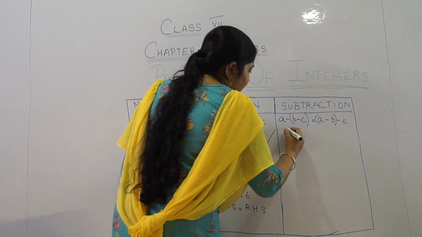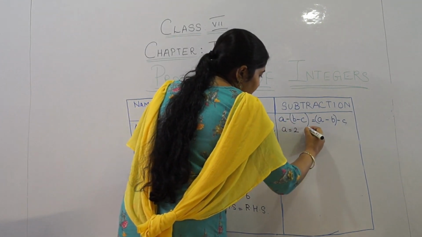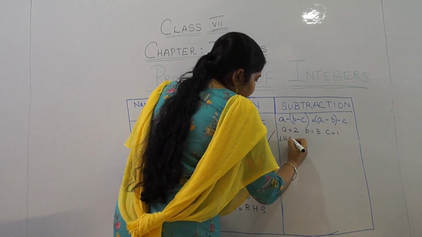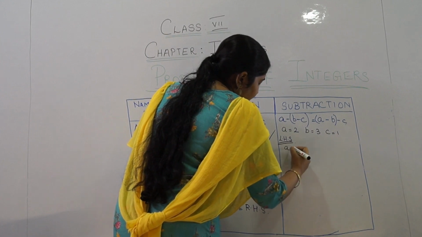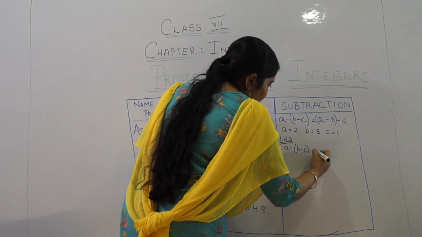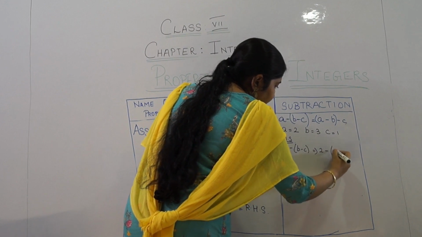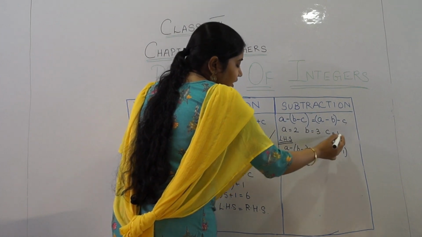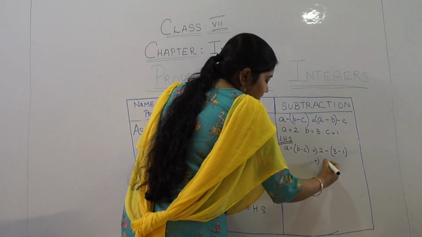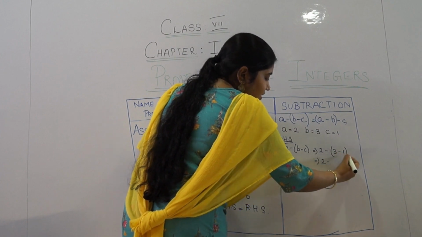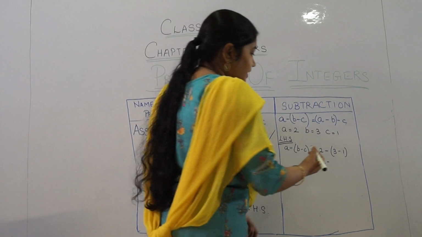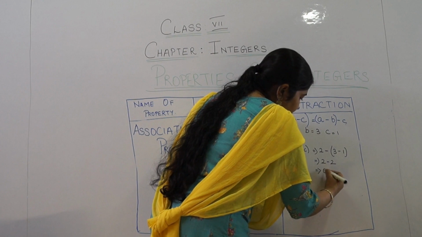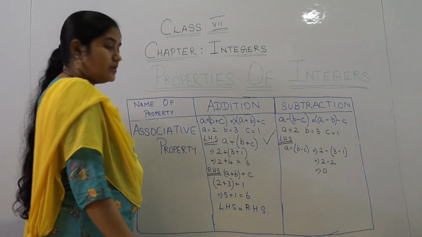Yes. Again, let's take A to be 2, B to be 3 and C to be 1. My left hand side is going to be A minus (B minus C), which is nothing but 2 minus (3 minus 1). The value of A is 2, the value of B is 3 and the value of C is 1. So this is 2 minus, what is 3 minus 1? Whatever is in the bracket should be solved first, right? So 3 minus 1 is 2. So the value of my left hand side is 0. 2 minus 2 is 0.